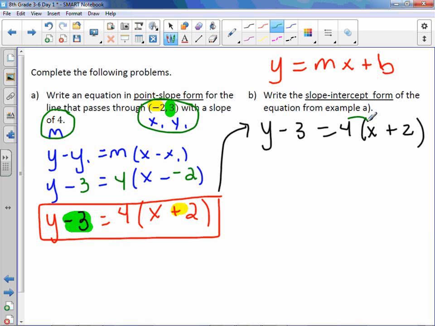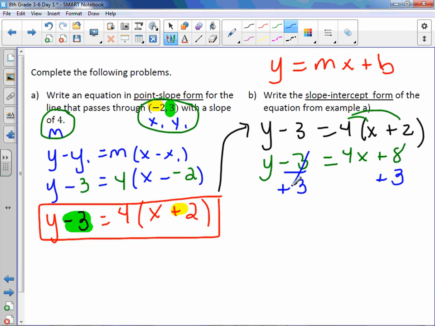So the first step is to distribute that 4. Y minus 3 equals 4 times x is 4x, and 4 times +2 is +8. And again, we want to get y by itself, so we need to get rid of that -3 by adding 3 to both sides. Now, I don't want to add 3 to 4x because they're not like terms. Like terms would have the same variables. However, 3 is a like term with 8, so I'm going to write that +3 under the 8.